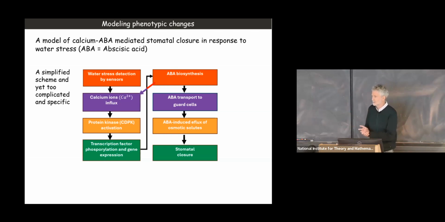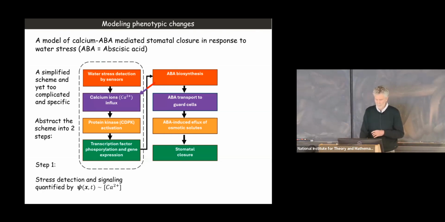So this is a summary of much more complicated processes, but this is still too complicated for our modeling purposes, and also too specific to stomatal closure. So we want to abstract that scheme into two steps. One is stress detection and signaling, which we quantify by a state variable psi, which in this case can be associated with the concentration of calcium ions.